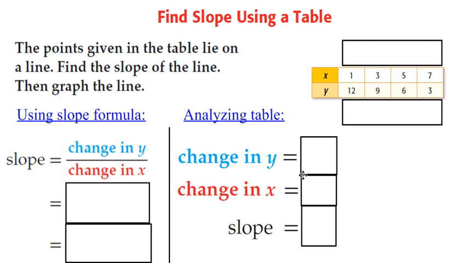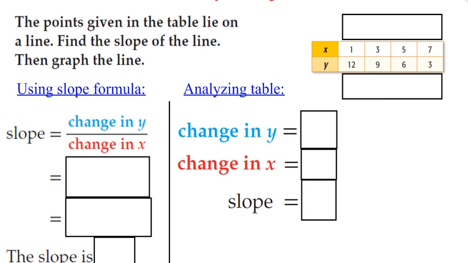Using a table to find the slope. Here we have a table on the right, and it says the points given in the table lie on a line. Find the slope of the line and graph the line. Two ways to do that, and we're not going to do the graphing part in this slide. We'll do that later on.